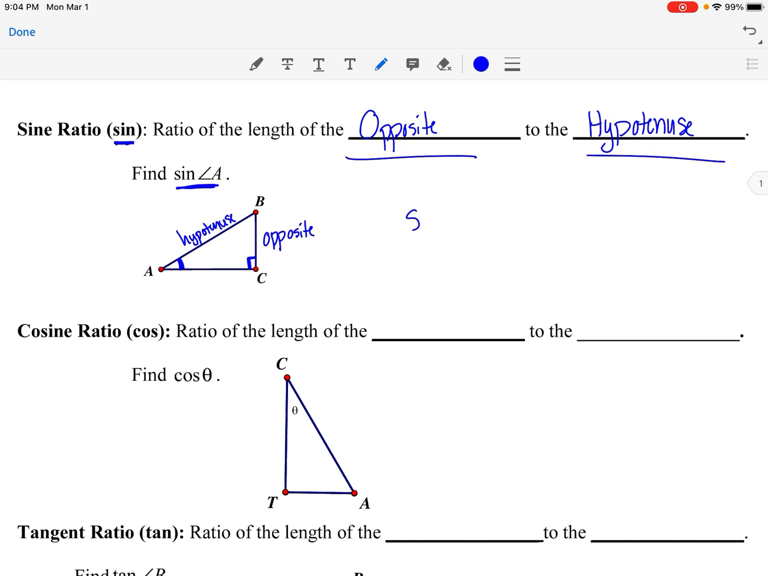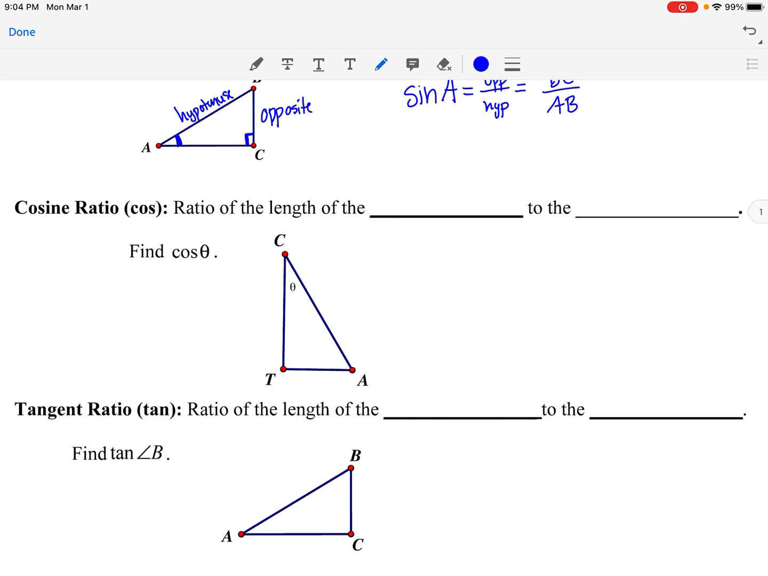If that's the case, then I can say that sine of angle A equals the opposite over the hypotenuse. I'll write this first so we know what we're filling in: opposite over hypotenuse. My opposite side is BC, and my hypotenuse is AB. That would be the ratio of the sine of that angle.